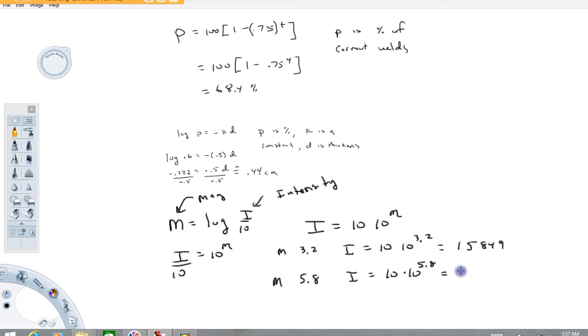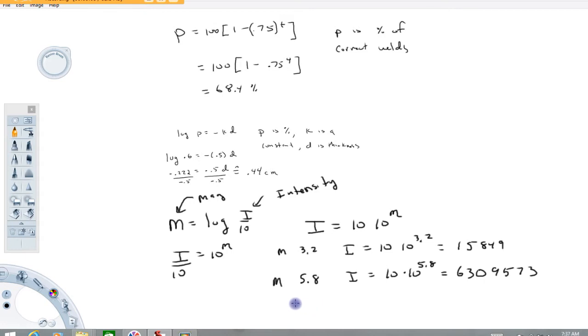And I get, whoa, big number here. I get 6,309,573. Okay. So now it says how many times more intense is this magnitude than this. So that's a ratio. So what we're going to want to do now is take this value and divide it by this value. And I get 400 times.